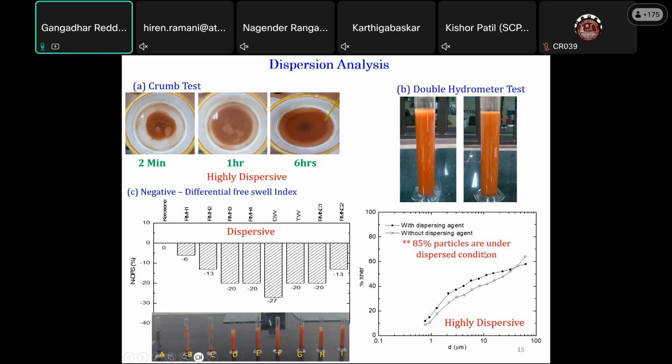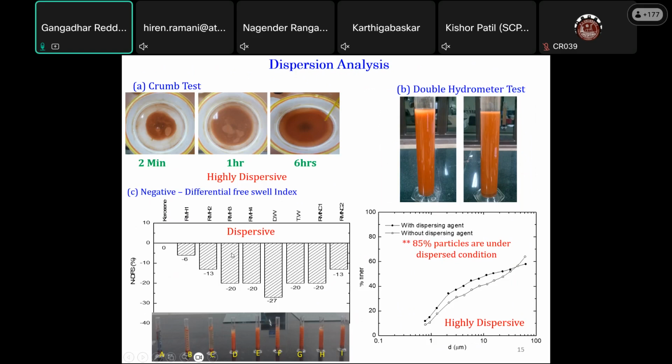So this result shows that 85% of the particles are under the dispersion condition. It means that you don't require a dispersing agent like sodium hexametaphosphate and sodium carbonate, which we use. So in the hydrometer analysis, it shows that even without any kind of chemical, the red mud behaves as a completely dispersive soil. So this is highly dispersive in nature.